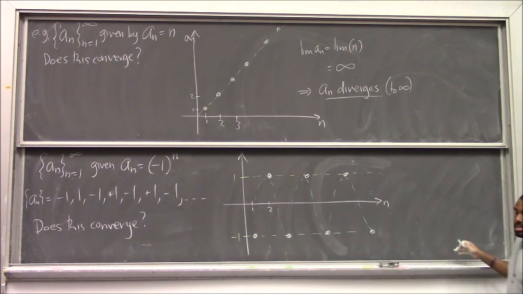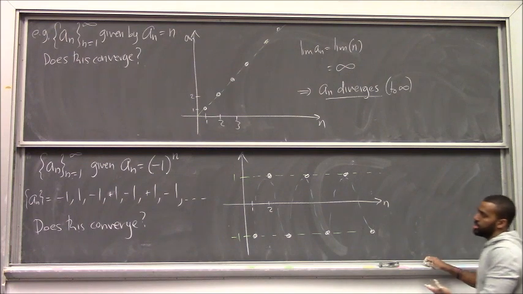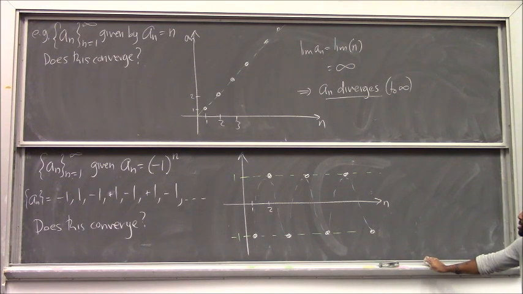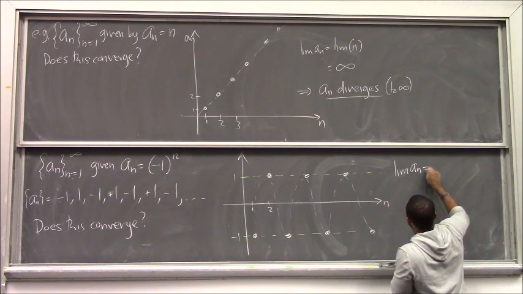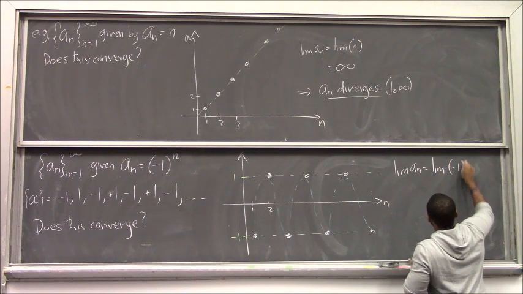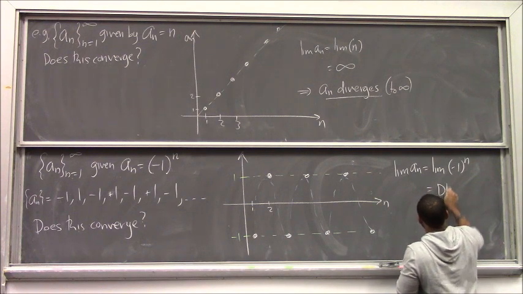Now, does that ever actually settle anywhere meaningful? Well, no, it'll always just keep bouncing up and down. The limit is not going to be 1, it's also not going to be minus 1. In fact, it's not even right to say the limit is infinity. The limit just does not exist. In this case, if I look at the limit of a_n, that's just the limit of (-1)^n, and this just does not exist.